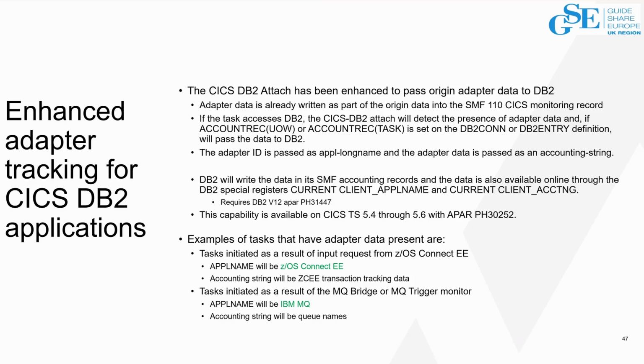At the bottom of the screen, you can see that if you have connected in via z/OS Connect, the application name will be z/OS Connect, and the accounting string will be the z/OS Connect transaction tracking data. If it's an MQ triggered application, the application name will be IBM MQ, and the accounting string will be the queue names, the trigger queue name and the application queue name.